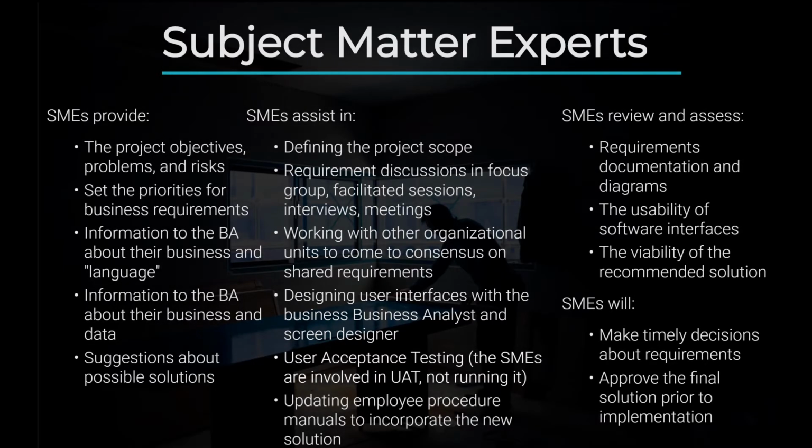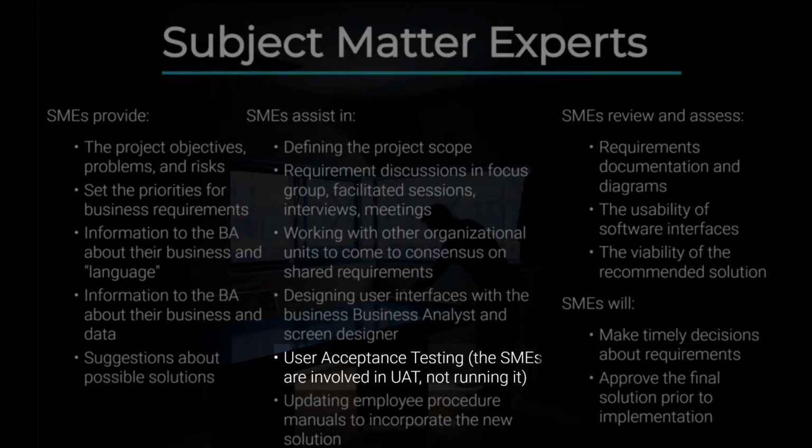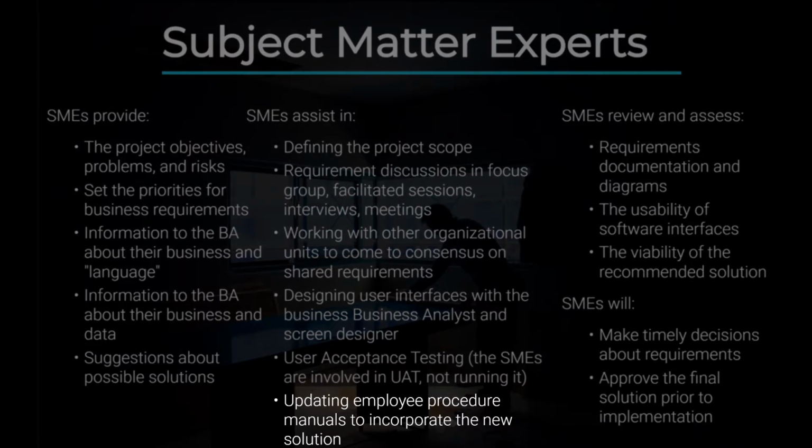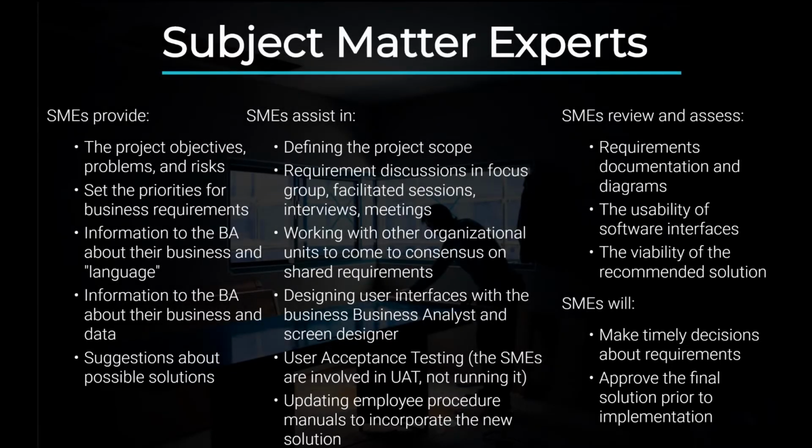They also assist with user acceptance testing, right? They should be the ones that are actually performing the user acceptance testing, but they're not running it. You as the BA or somebody from the QA team is typically running the user acceptance testing. They also will assist in updating employee procedure manuals to incorporate the new solutions. So that training documentation and job aids we mentioned earlier.